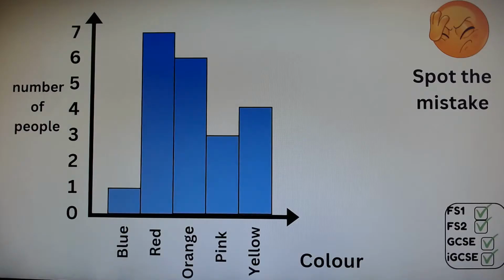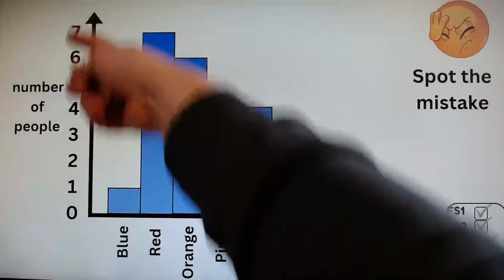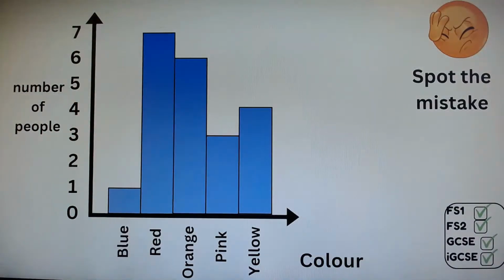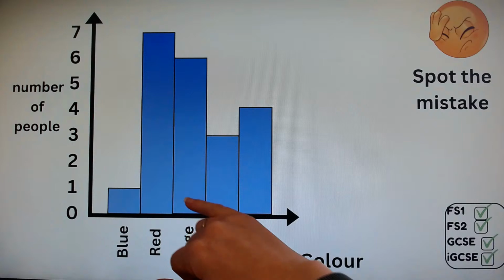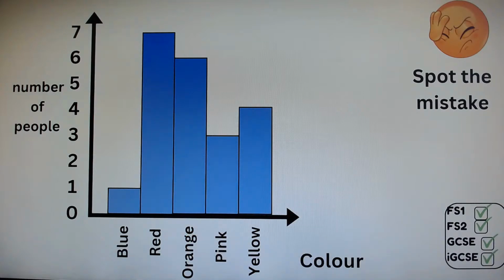Right, let's have a look at this one. So this time I've started at 0 on the y-axis. Along the x-axis at the bottom here, I've labelled blue, red, orange, pink, and yellow. That's the type of discrete data. We've got equal width bars going along like this, and number of people I think I might have said up there. What is the mistake that I have made here?